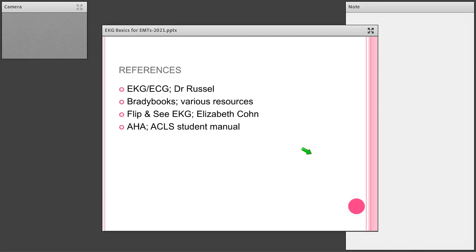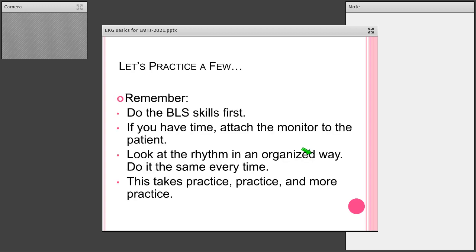These are some references that I used for this presentation, various books. I did not put all of the appropriate words for a true reference, but these are the ones that I used. And then we're going to practice just a few of these.